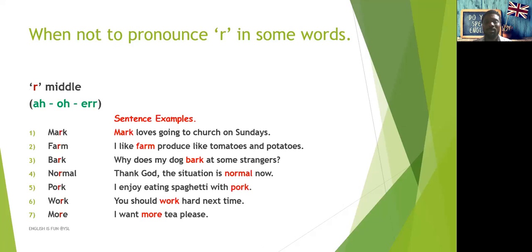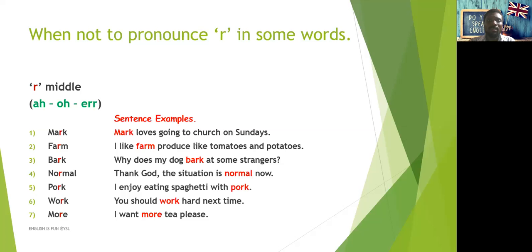For this slide, we are looking at when the letter R is in the middle of the word. I've got some examples here. Instead of pronouncing the R, it rather sounds like ah, or oh, or eh. We're going to get there. Let's take it one after the other, and I'll make it real quick.